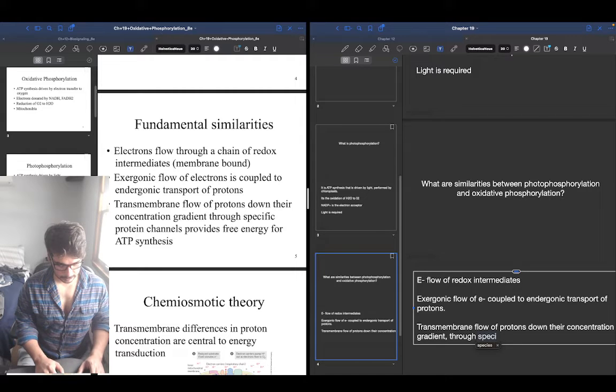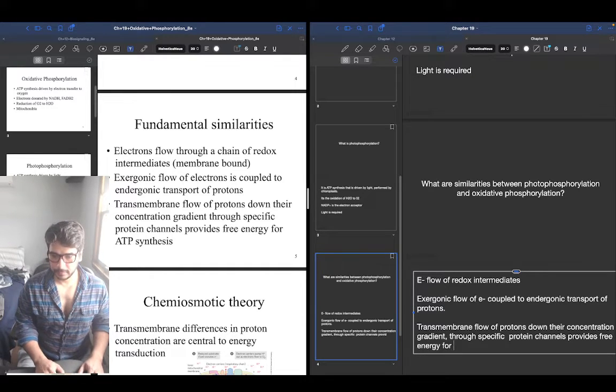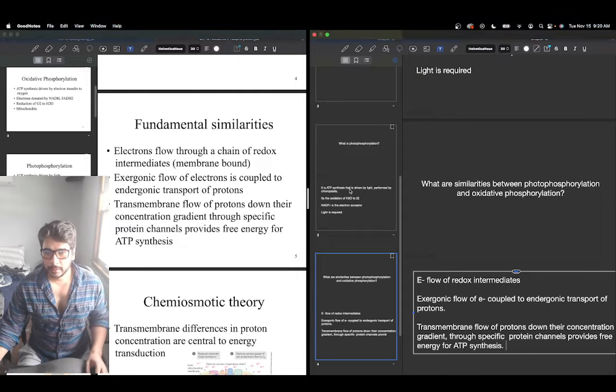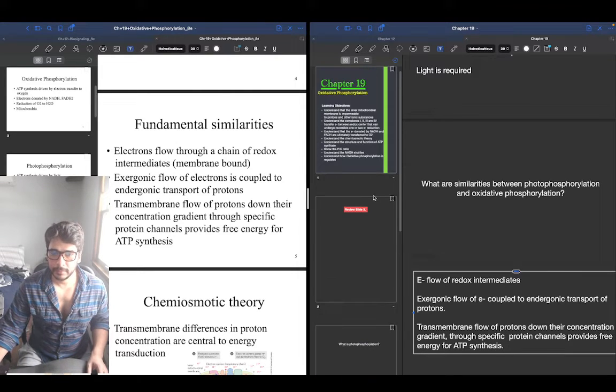Through specific protein channels. Protein channels provide free energy for ATP synthesis. Okay, so let's go back and review this.